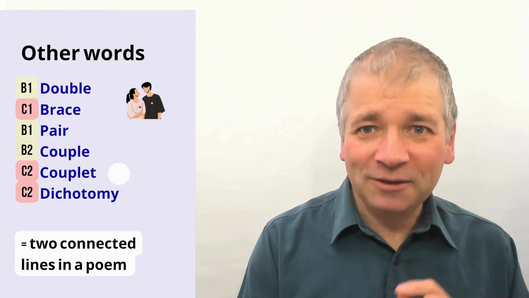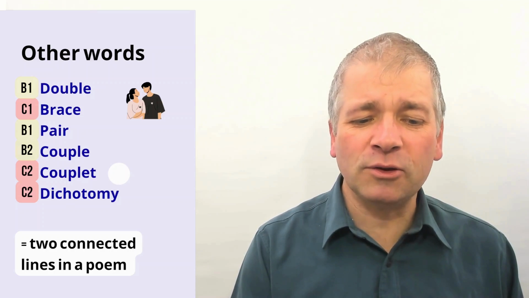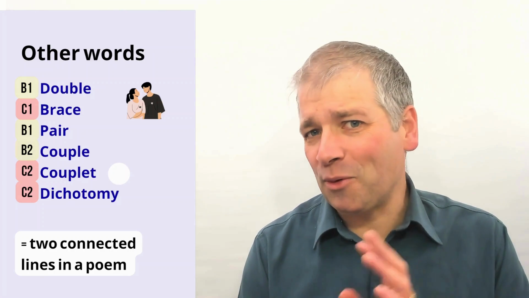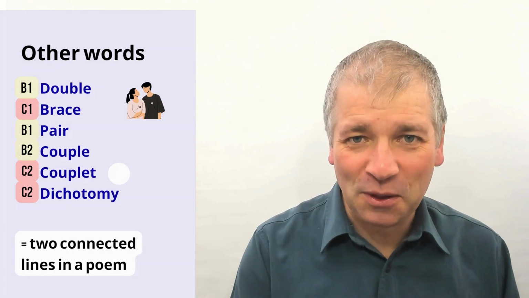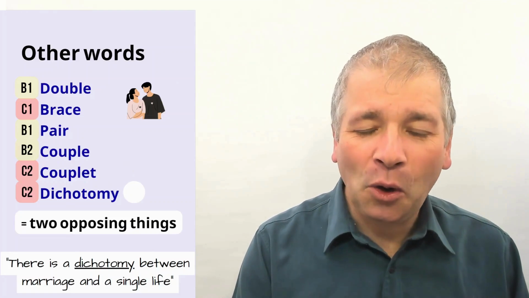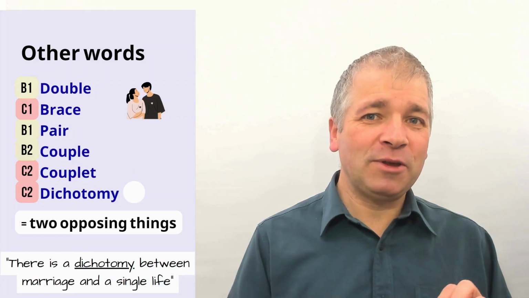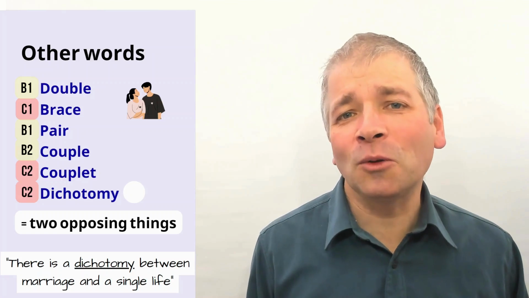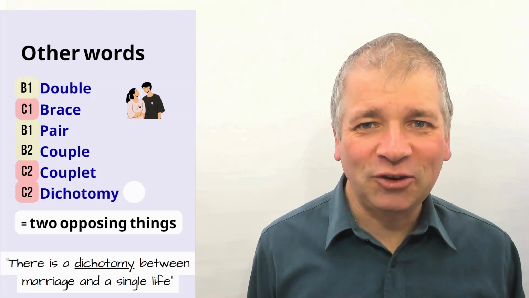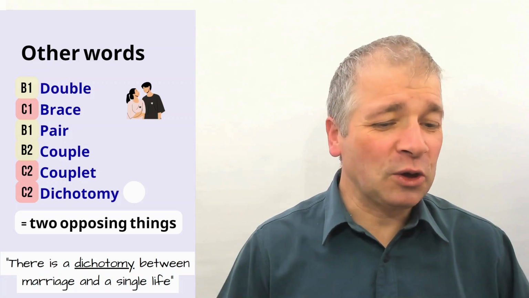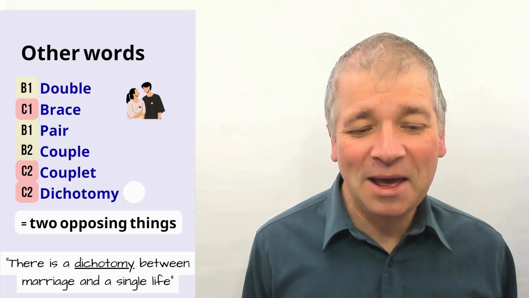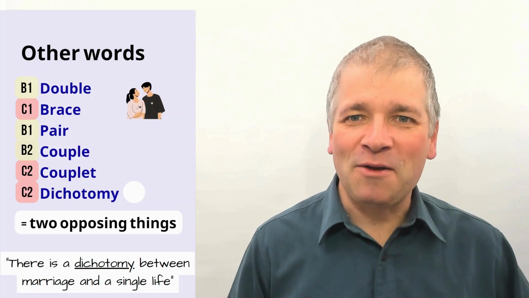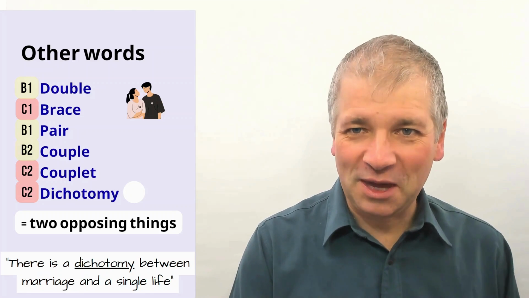Now, a couplet also means 2, but this is to do with lines in a poem or a song that are connected together. And a dichotomy is sometimes used in an advanced formal way when you're describing 2 opposing things. So you could say there is a dichotomy between marriage and a single life because they are 2 opposed things.